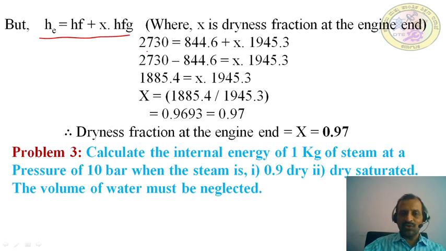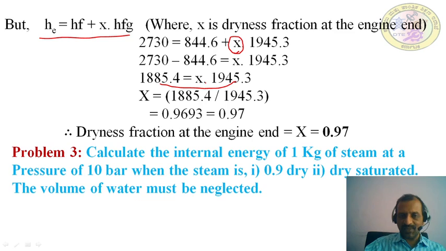Substitute the values. 2730 is equal to 844.6 plus dryness fraction, keep as it is, because you need to find out this dryness fraction X only. So X into 1945.3. Bring this value to this side, so it becomes negative again: 2730 minus 844.6 is equal to X into 1945.3.